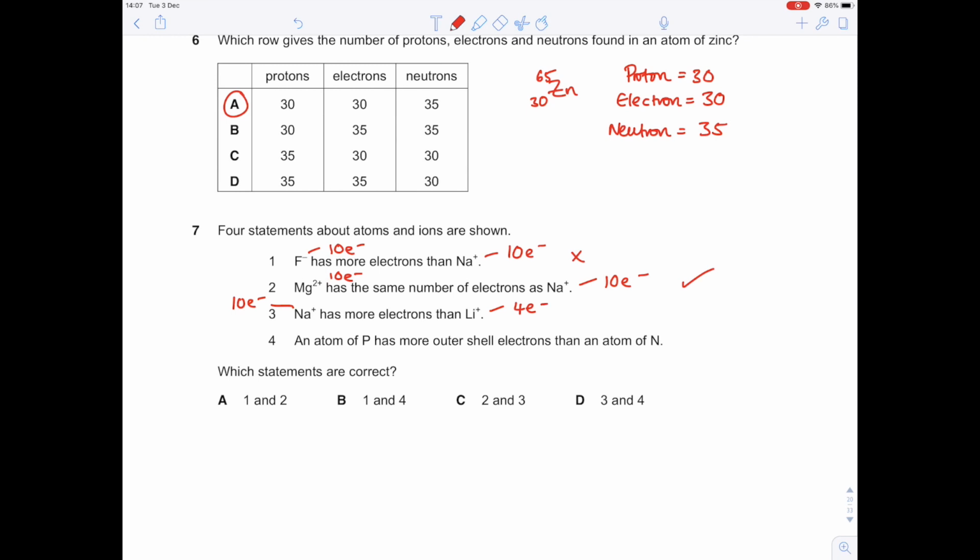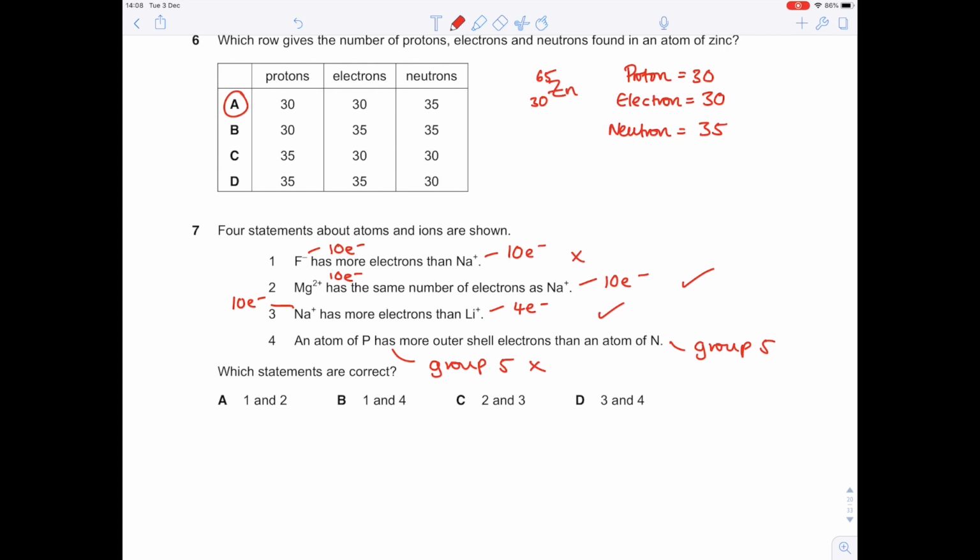Lithium has 4 electrons. An atom of phosphorus has more outer shell electrons than an atom of nitrogen. Now remember, when we're looking at outer shell electrons, we're looking at the group that they're in. They're both in group 5, which means they have the same number of electrons in the outer shell, so that's false.